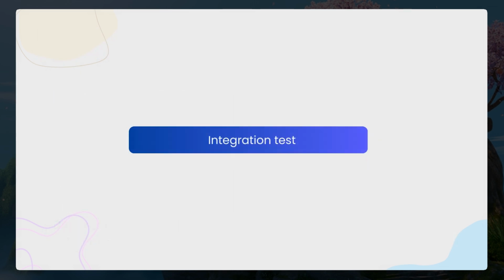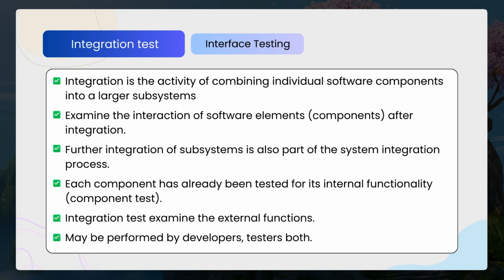Now we'll have a discussion on integration testing. We can refer to integration testing as interface testing, and integration is the activity of combining individual software components into a larger subsystem. It examines the interaction of software elements after integration. Further integration of subsystems is also part of the system integration process. Each component has already been tested for its internal functionality. Integration tests examine the external functions.